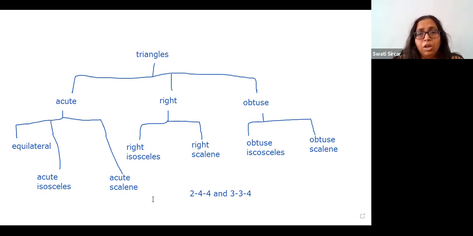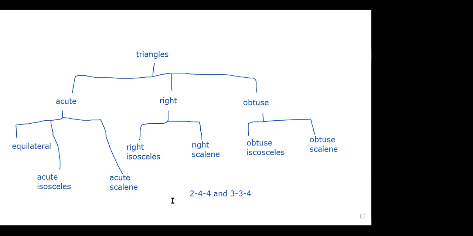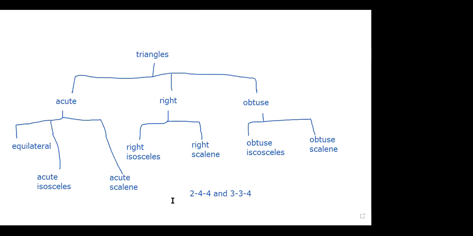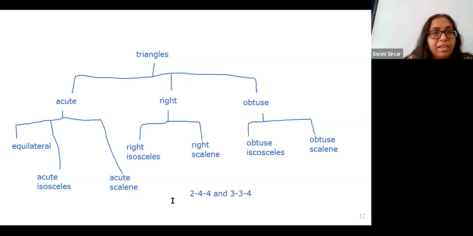In 2, 4, 4, which ones are longer, the equal sides or the unequal side? Equal sides. Right. And in 3, 3, 4? Unequal side. Exactly. So here you get 2 subtypes.